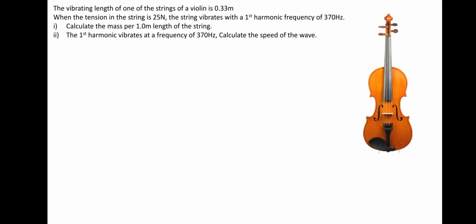The vibrating length of one of the strings of a violin is 0.33 meters. When the tension in the string is 25 newtons, the string vibrates with a first harmonic frequency of 370 Hertz. Part 1. Calculate the mass per 1 meter length of the string.